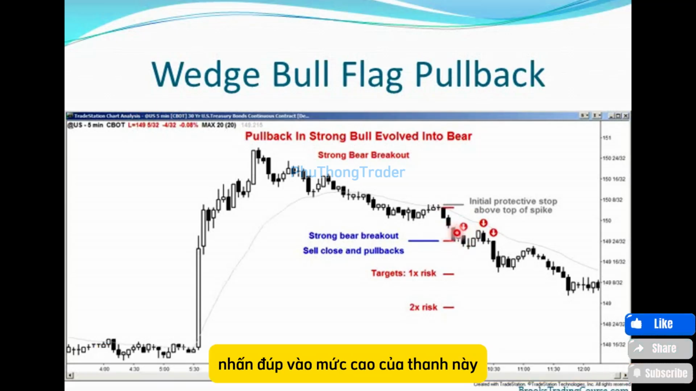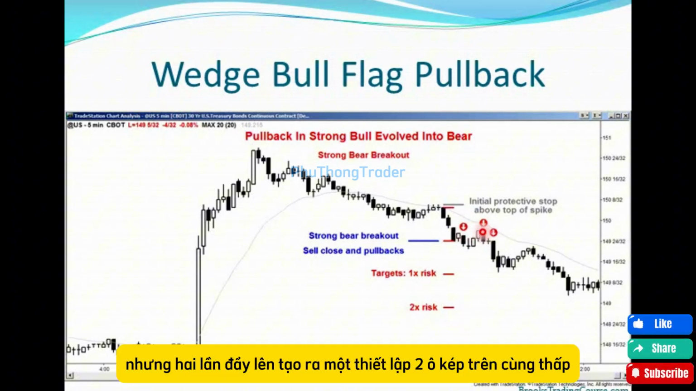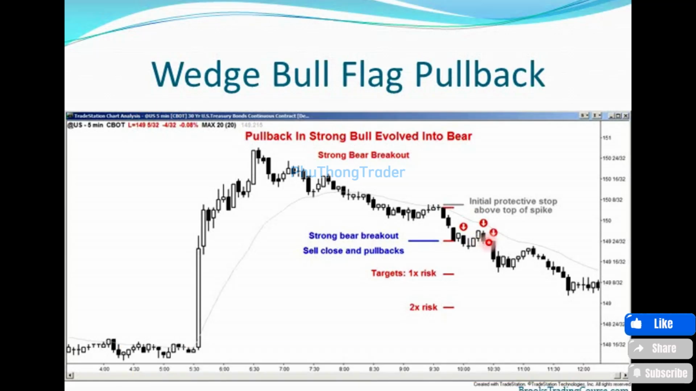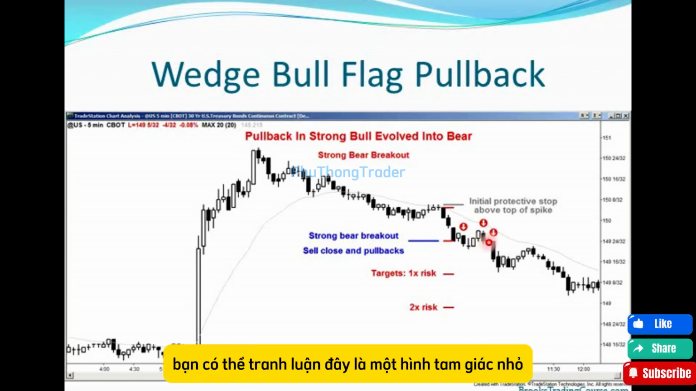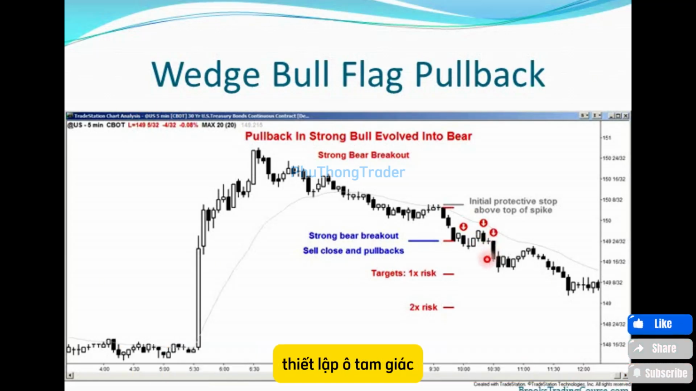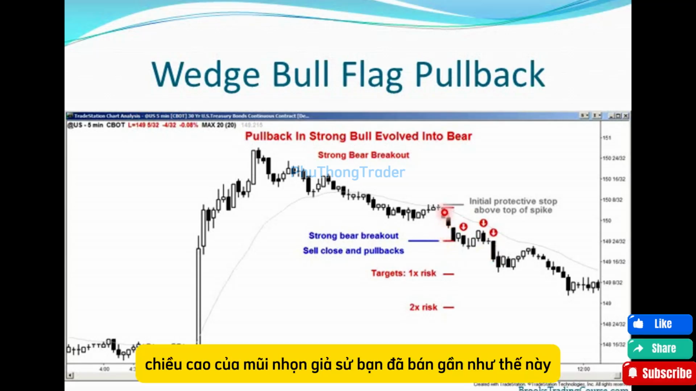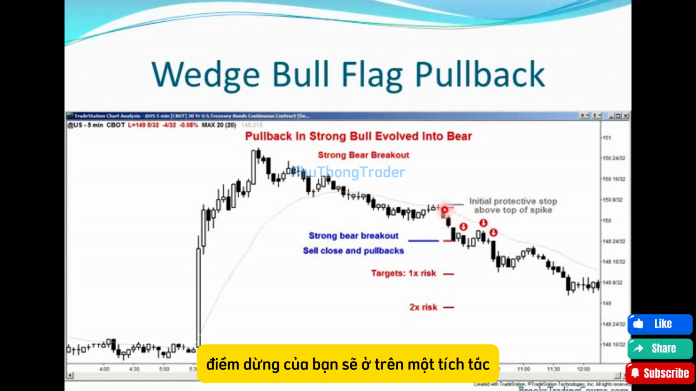Second push up, double top, the high of this bar, the high of that bar. Double tops are rarely exact, but 2 pushes up create a double top, a low 2 sell setup. A pause bar here, you can argue this is a small triangle, a triangle sell setup. The height of the spike, let's say you sold this close. Your stop is going to be 1 tick above the high of the spike. So up here at this gray line, that's your initial protective stop.